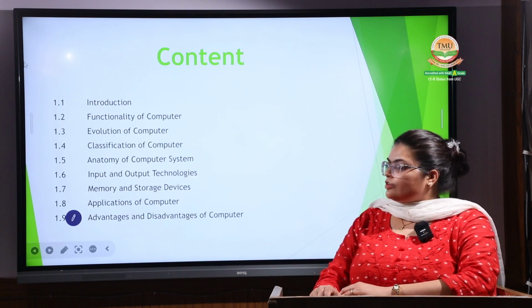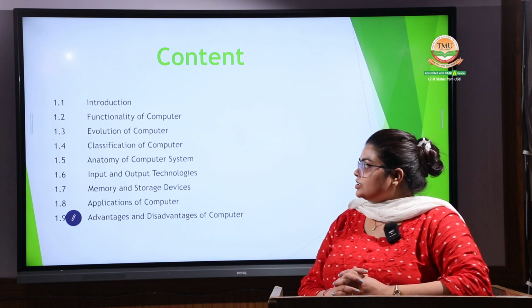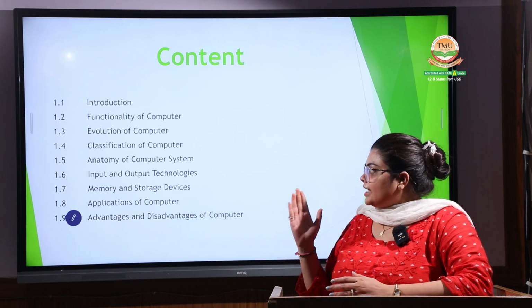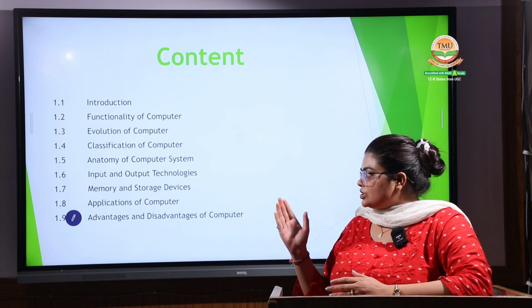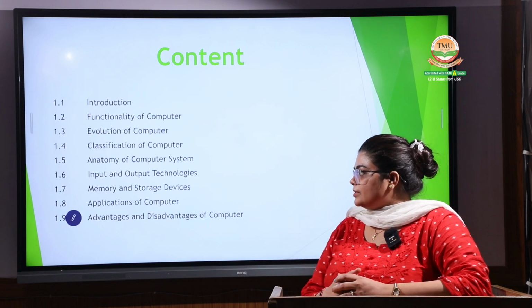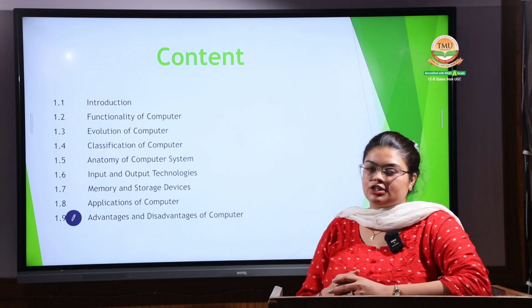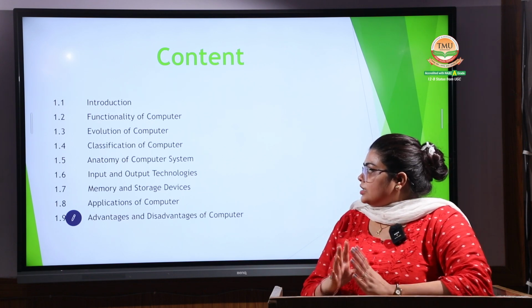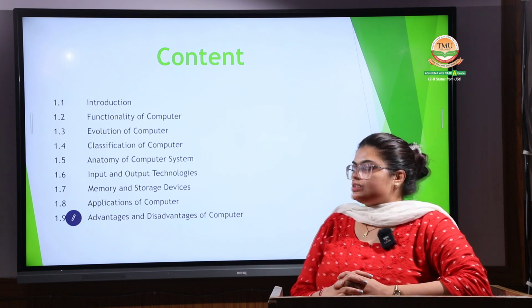So these are the table of contents. First of all, introduction, then functionality, evolution, classification of computer system, anatomy, input and output technologies, memory and storage devices, application of computer, advantage and disadvantage of computer. Today I am going to teach you till anatomy of computer systems.